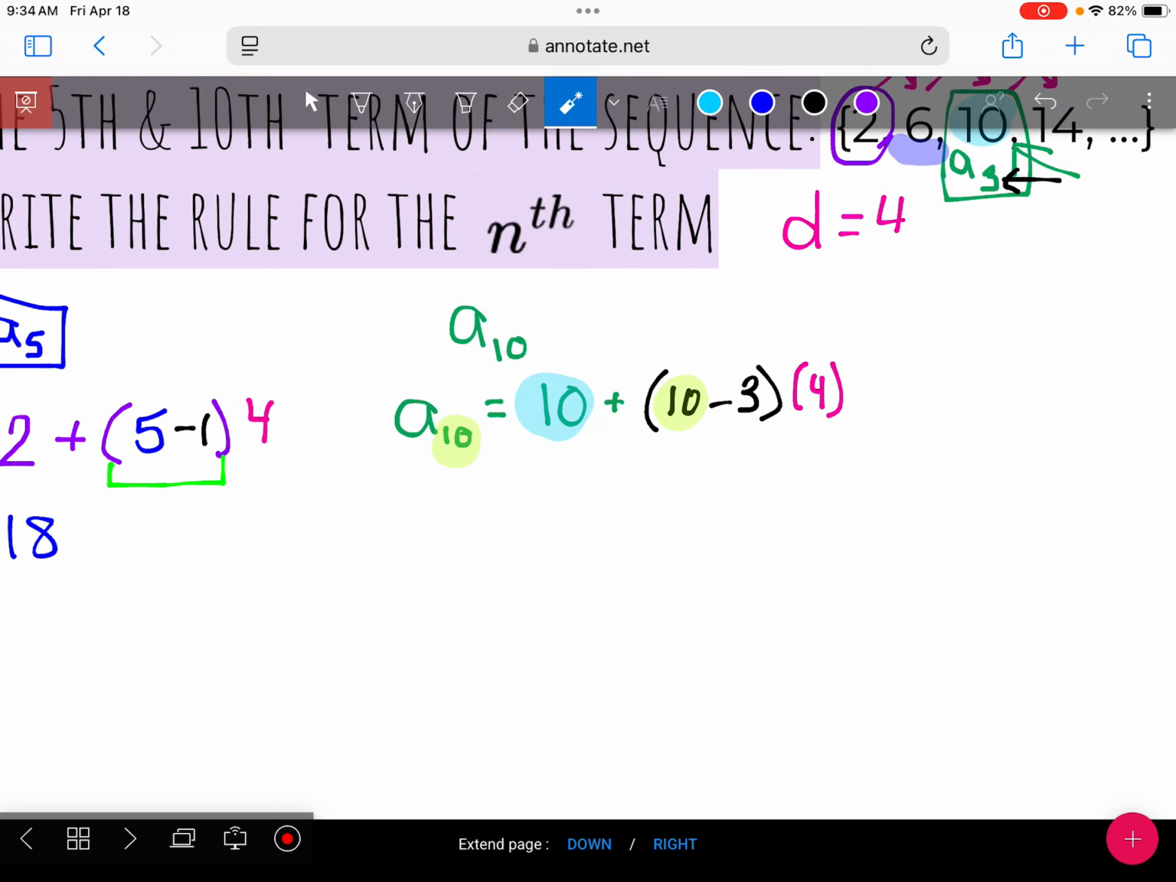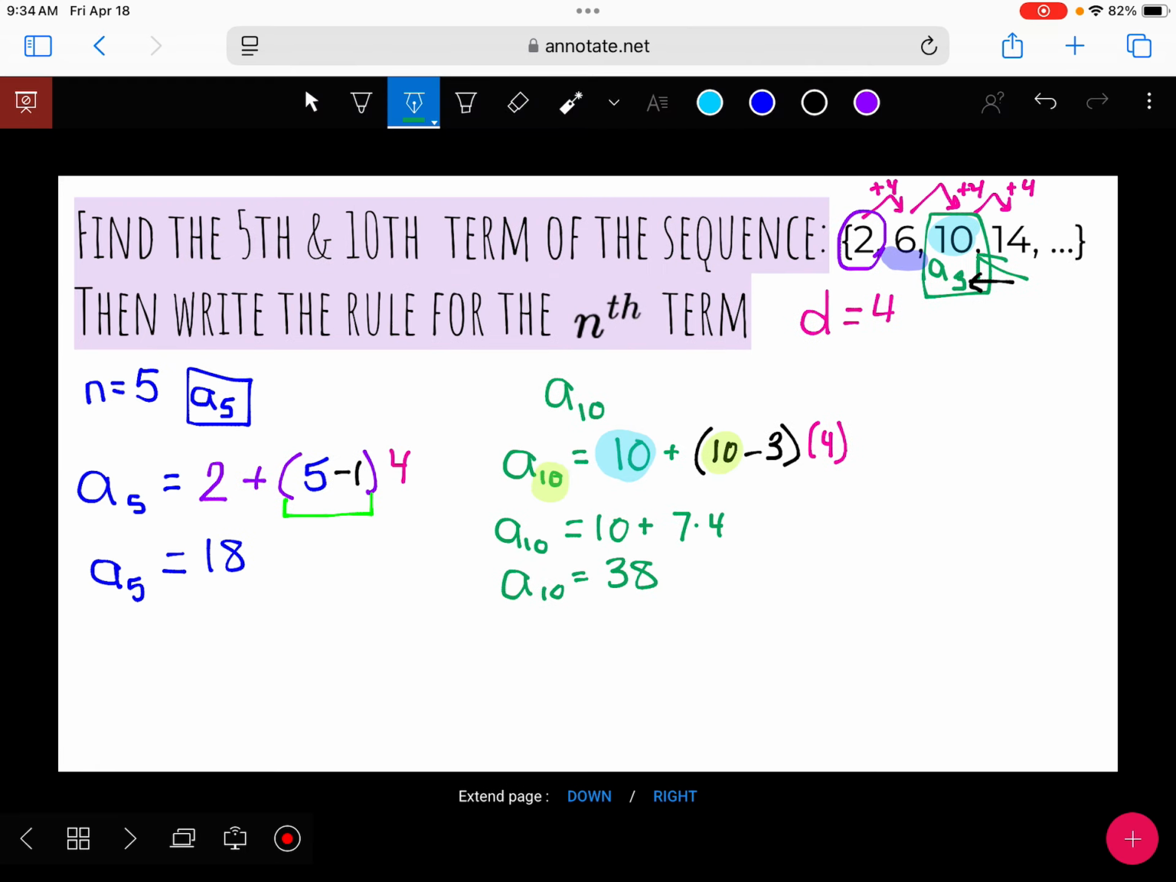I just picked it and did not compute the fact that I had 10 in 2 different places with 2 different meanings. So when we simplify this one, we're going to have our A sub 10. And we're getting from our 10 plus 10 minus 3 is 7 times 4. So what is our value of A sub 10? 38. Whether you did it with A sub 1 at the beginning or A sub 2 or A sub 3 or A sub 4, you should get the same value, no matter what.